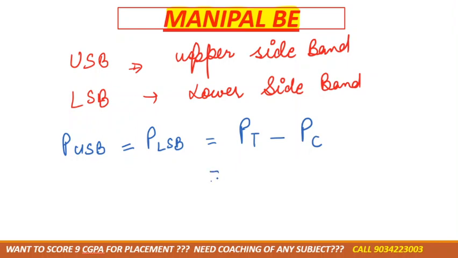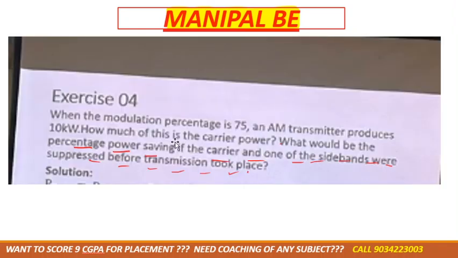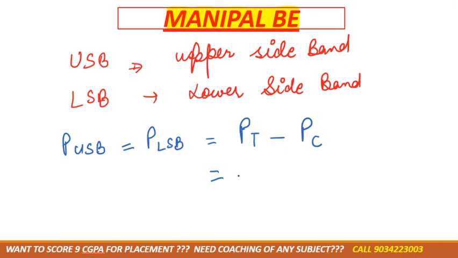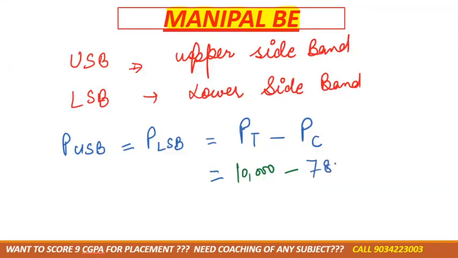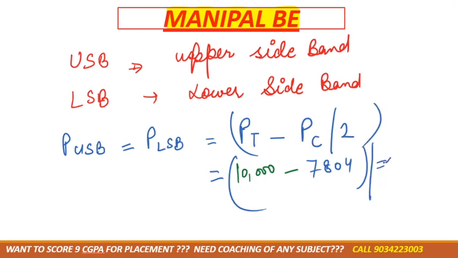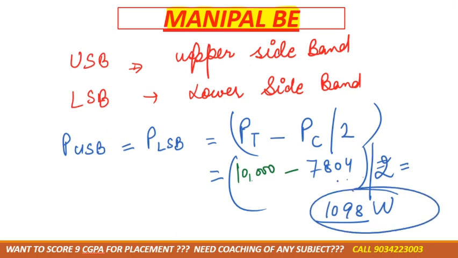Okay, so total power they have mentioned in the question, that is 10 kilowatt, that would be 10,000 watt. PC we have calculated here, that is 7804 watt. 10,000 minus 7804, divided by 2, this is the formula, you can note it down also. So after solving it, can you tell me what value you got? You will get the sideband value as 1098 watts.